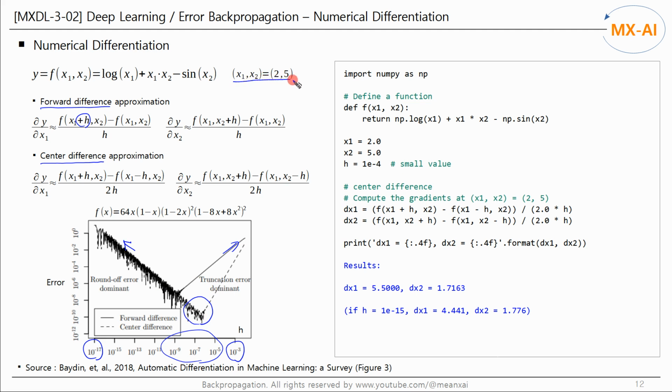At this point, the derivatives of this function, using the center difference, are as follows. h is set to 10 to the power of -4. If h is set to 10 to the power of -15, the results are as follows. The results will vary depending on the value of h.